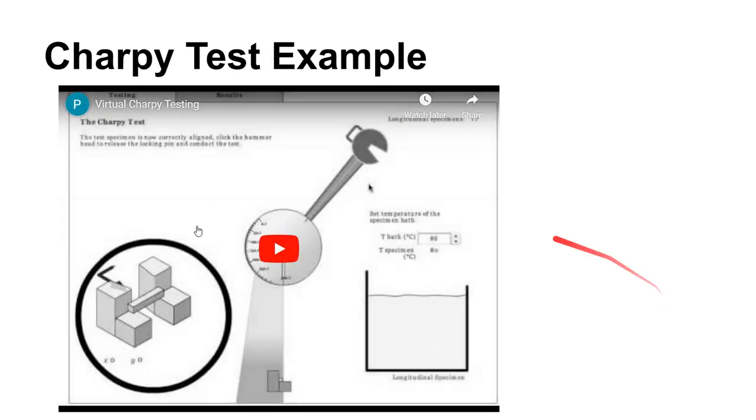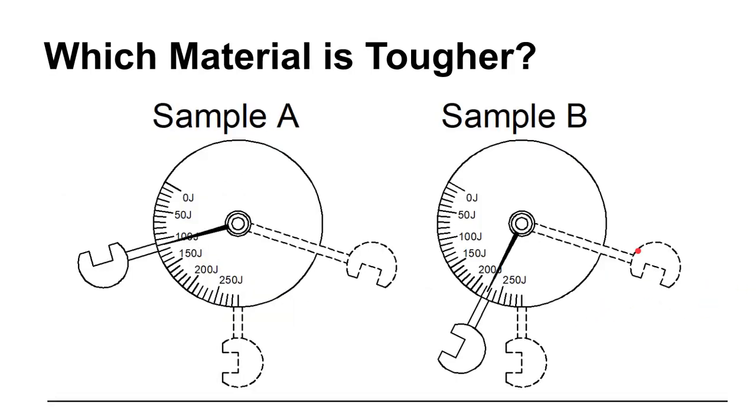This is a nice little video of an actual Charpy test example. And in fact, if this is the one I'm thinking of, they actually show you how to determine the ductile to brittle transition temperature. So let's just see if we can figure out what's going on here. This is an example of a test question. Which material is tougher, sample A or sample B?